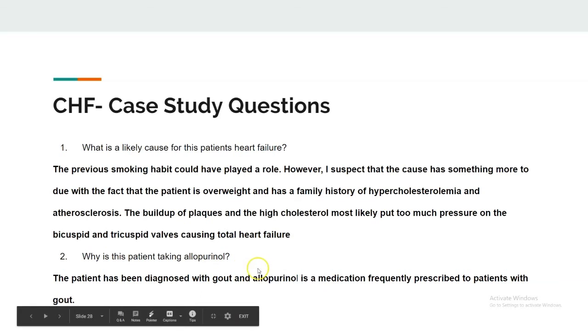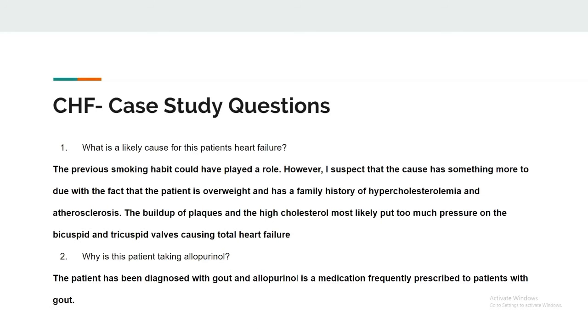What is the likely cause of the patient's heart failure? Again, she was a previous smoker. She was overweight. And she also had a family history of it: a family history of hypercholesterolemia and atherosclerosis, which is the buildup of plaques and high cholesterol, which probably put too much pressure on the bicuspid and tricuspid valves. Why is the patient taking allopurinol? The patient has been diagnosed with gout, and allopurinol is a medication frequently prescribed to patients with gout.